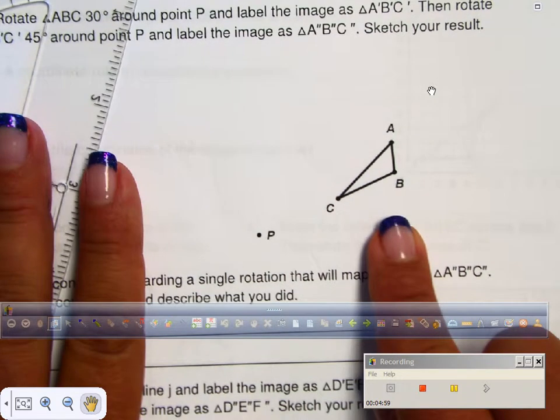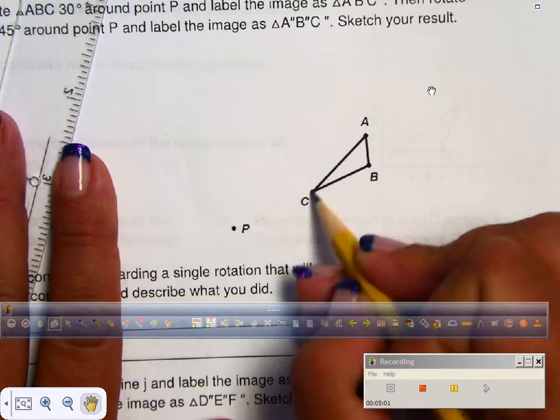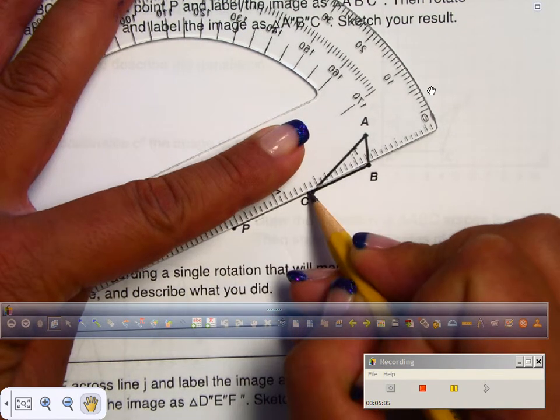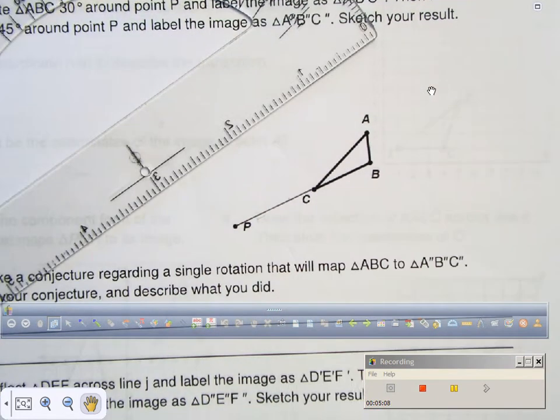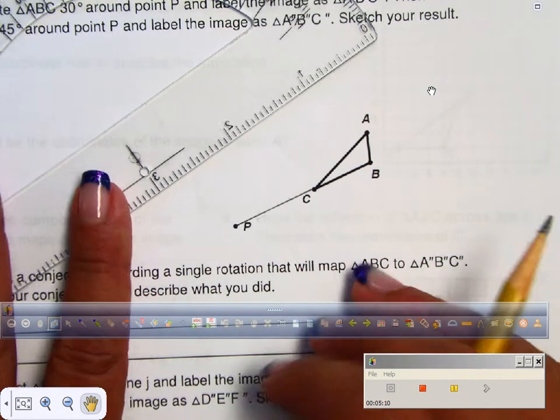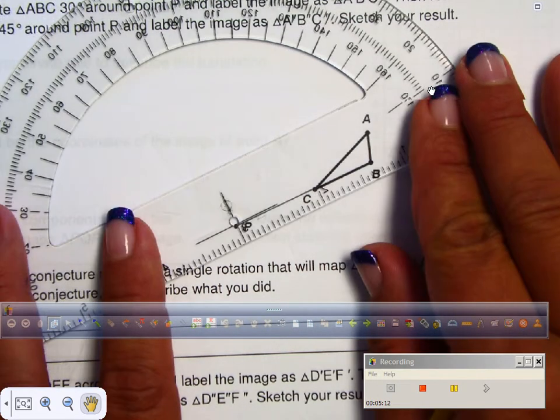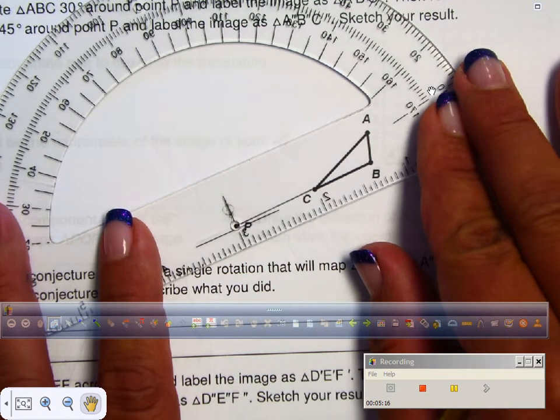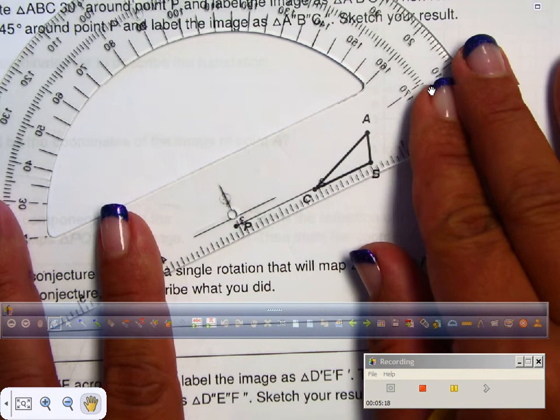Alright, so I'm going to draw a line from P to C. Thank you. Then I'm going to measure an angle counterclockwise as I line up. Actually, I can see this. Can you guys see this pretty good?